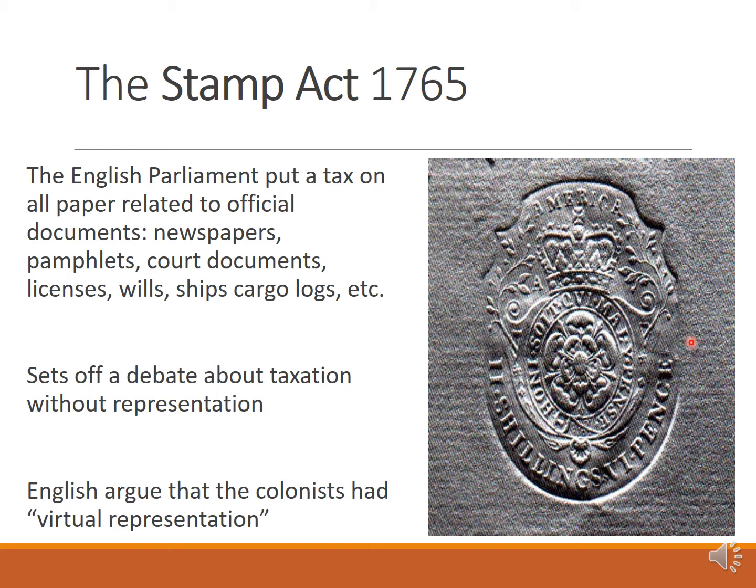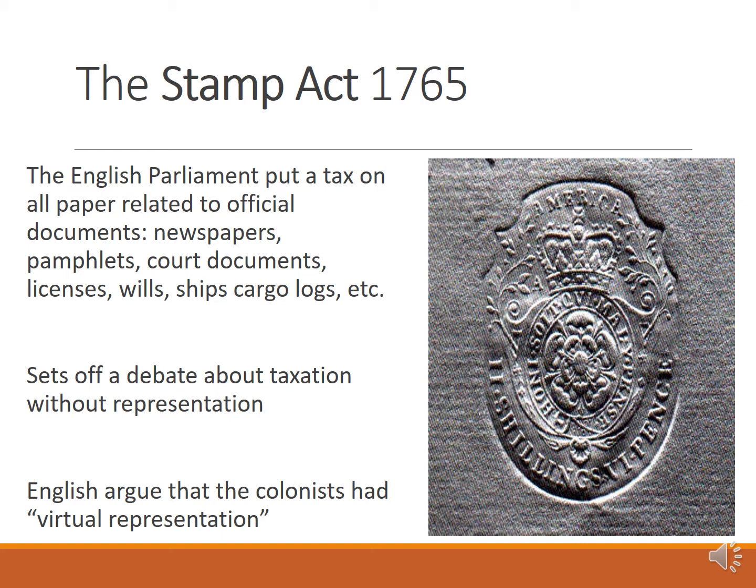So in other words, an official paper would not be accepted unless it had this seal showing that a tax had been paid on that paper. So what types of papers? Well, playing cards, newspapers, pamphlets, court documents, licenses, wills, ship cargo logs. All of these official types of papers were used a lot by merchants and people that owned businesses. So this is going to be really burdensome, particularly for merchants and for people that own businesses, for people that own shipping companies, etc.